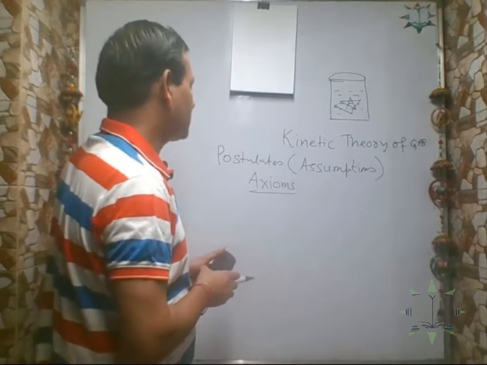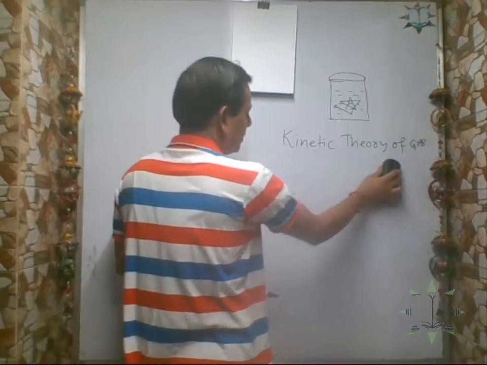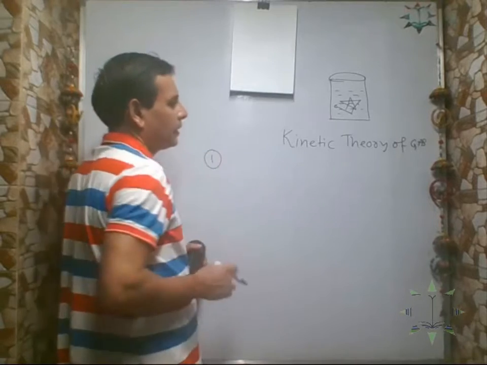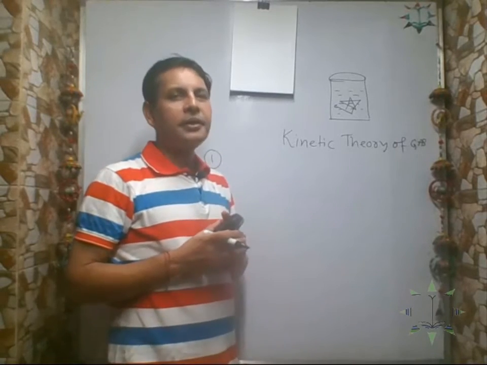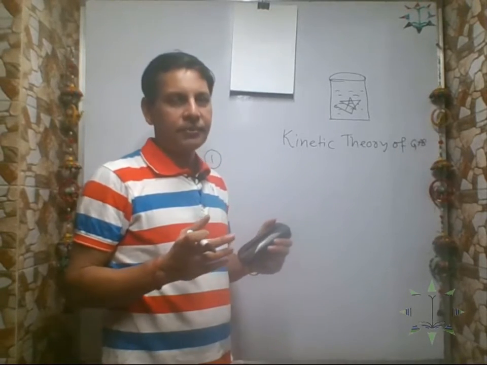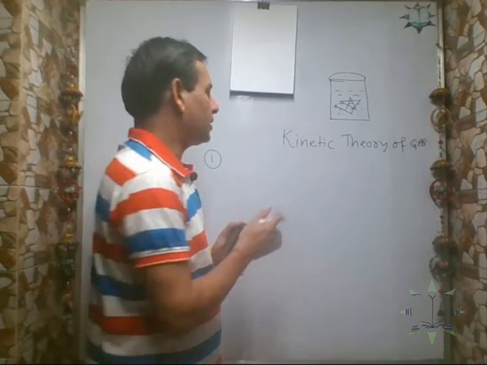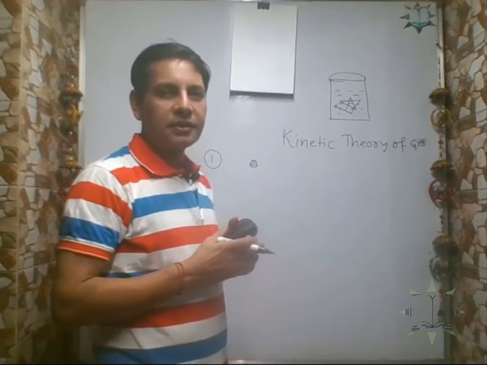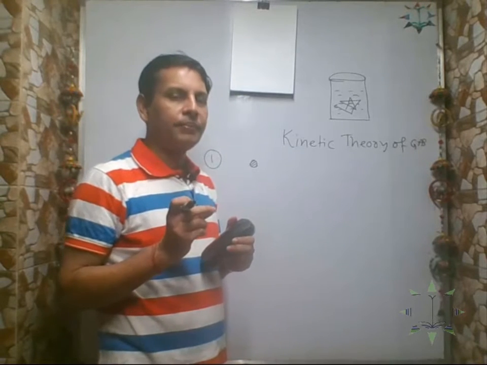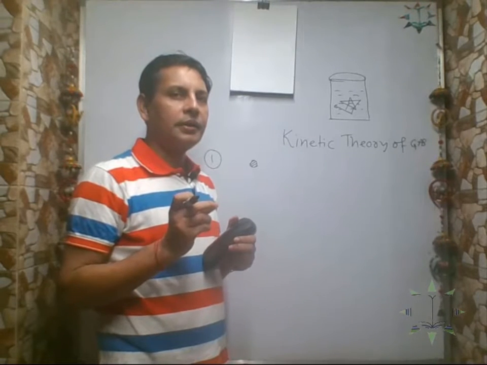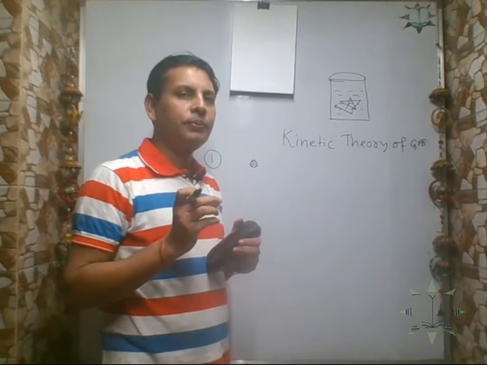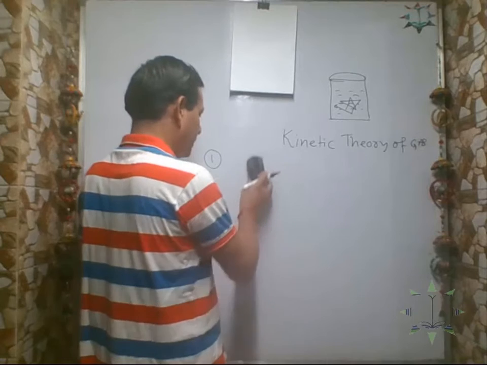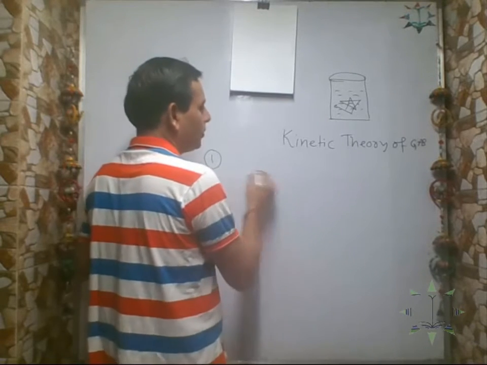Okay. What are these assumptions? What postulates were assumed? First, the molecules of a gas are identical in all respect. Identical in all respect means they are solid sphere like. Their shape is the same, their volume is the same. Shape, size, volume, they are identical in all respects. So molecules of a gas are identical in all respect.